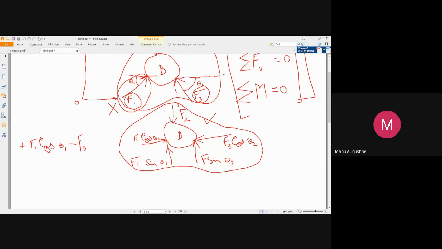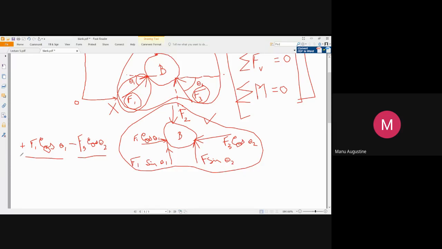Because F3 cos theta 2 is acting in the left direction, which according to our conventions must be taken as negative. So F3 cos theta 2 with a negative sign. See, what I have done is I have simply added the two horizontal forces which were acting in the system: F1 cos theta 1 horizontal, F3 cos theta 2 horizontal. This one was taken with a minus sign because this was acting in the left direction.